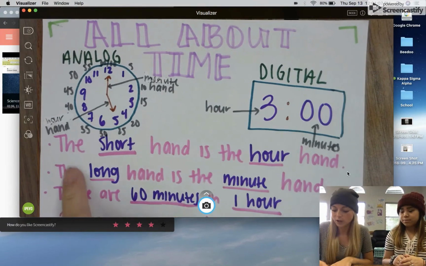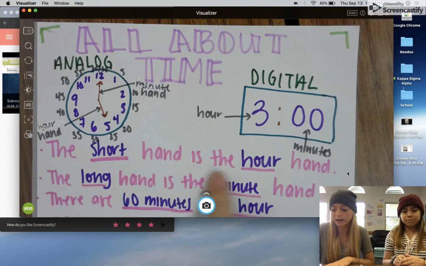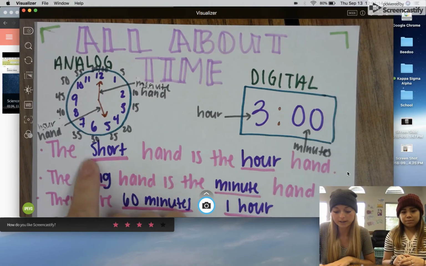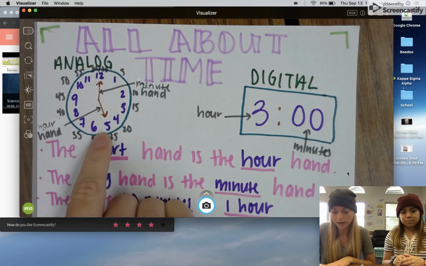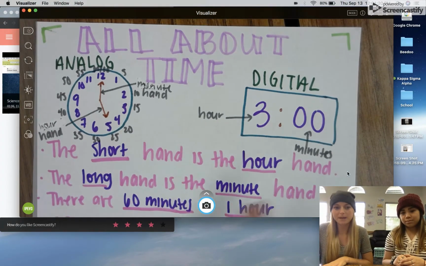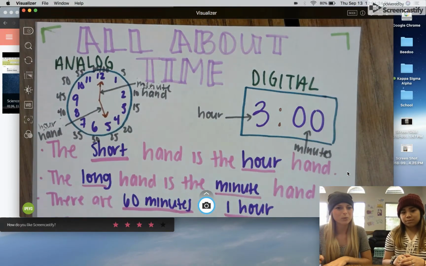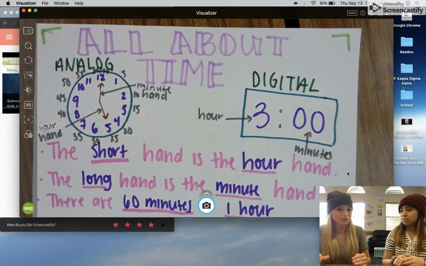Okay, so as Miss Graham mentioned, there's a shorthand and a longhand. So the shorthand is the hour hand. So on this analog clock, the hour hand is on the 5. And the longhand is the minute hand. So the longhand is on the 12. But wait, so it's 5:12?